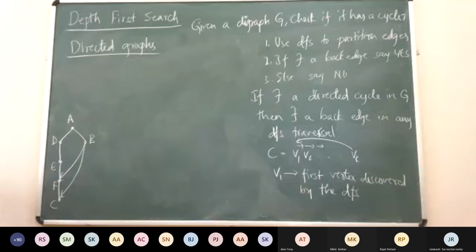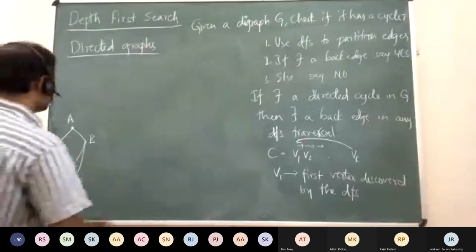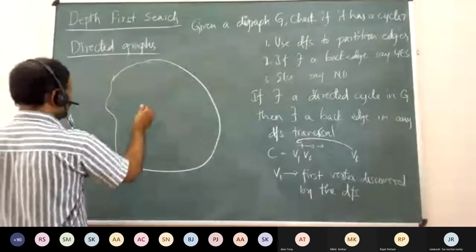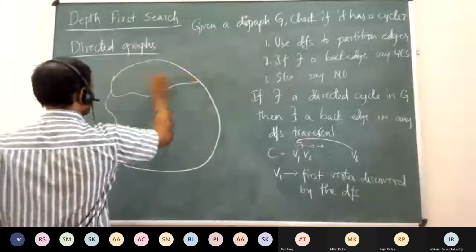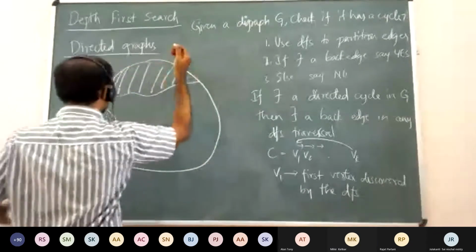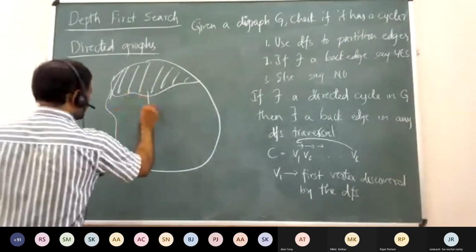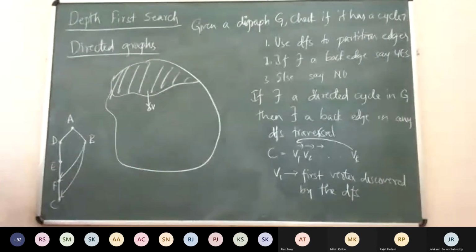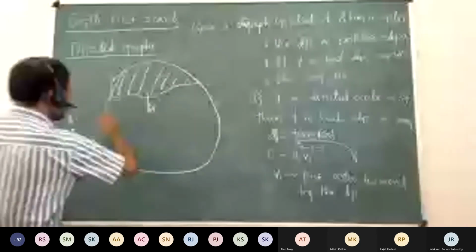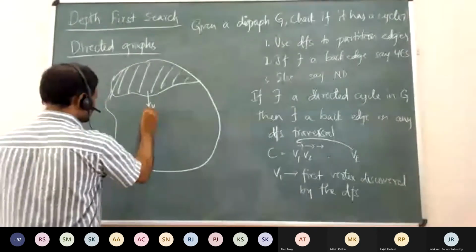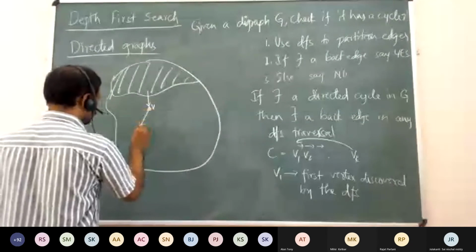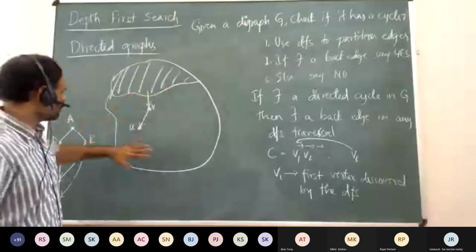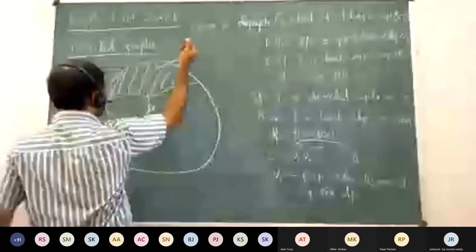Let us do it step by step, right? So we have a graph. This is a directed graph, and we have discovered this. Say these are vertices which are discovered till now. There is some vertex, say V, which is discovered at this point, and we have the rest of the graph here. Suppose there exists an edge which is going out of V. Let us call it U. So this is the graph which is discovered.